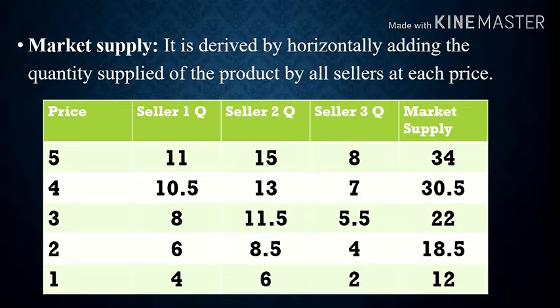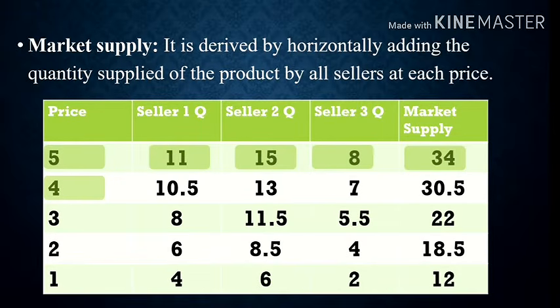In terms of a table, it means adding horizontally. To begin with, let's check price 5. At price 5, seller 1 provides a quantity of 11, seller 2 a quantity of 15, and seller 3 a quantity of 8. Then summing 11 plus 15 plus 8 gives you 34.